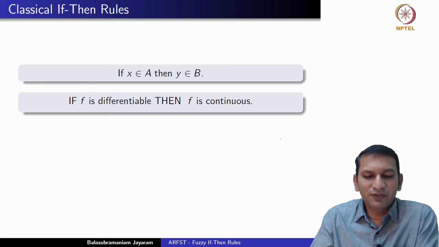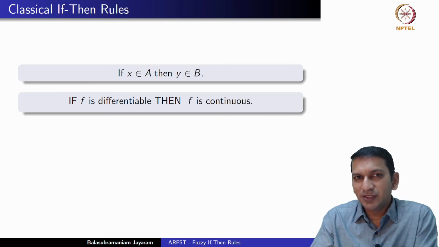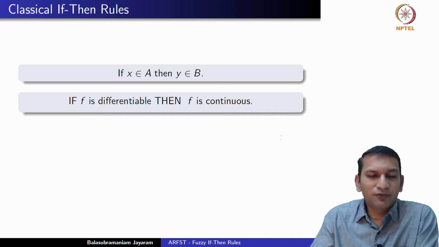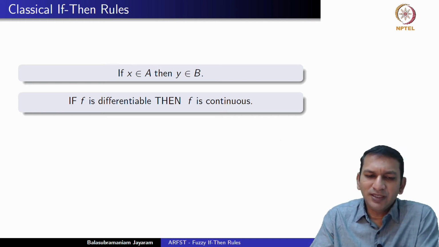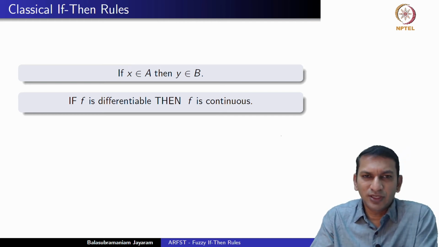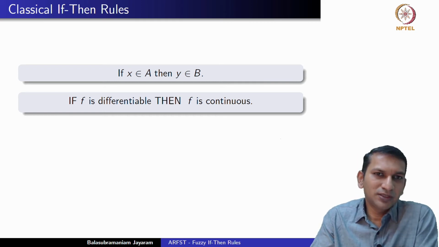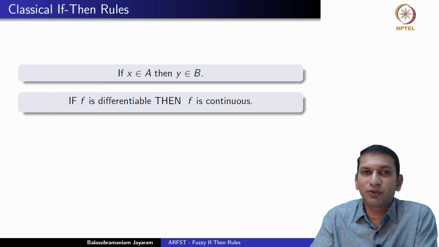example: if F is differentiable, then F is continuous. So F belongs to the set of all differentiable functions, then F belongs to the set of all continuous functions. You might say that here the X is essentially the same. That means A is a subset of B. Yes, that is what this implication, this conditional, this piece of knowledge tells us.